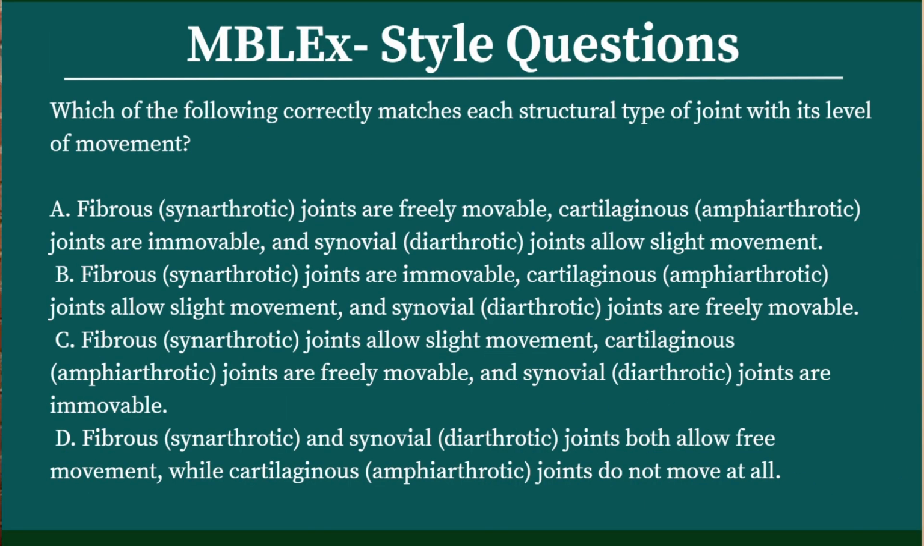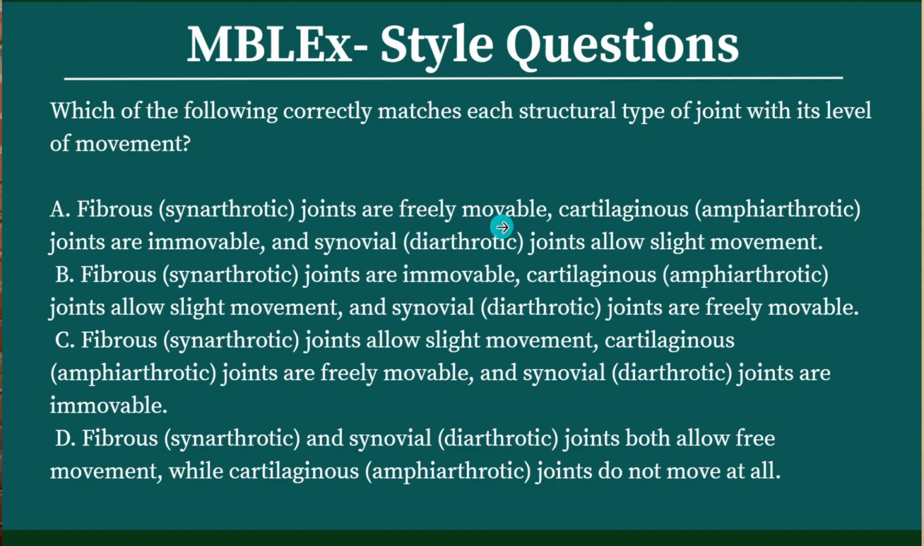Okay, time for some practice questions. We're already done with all that information. Wonderful. Which of the following correctly matches each structural type of joint with its level of movement? Oh, great, we're starting at the end. So we've got to correctly match. There's only one correct answer, okay? All right, fibrous, synarthrotic joints are freely movable. That's not true. Wait, fibrous is synarthrotic, that's one. Syn means one. Okay.